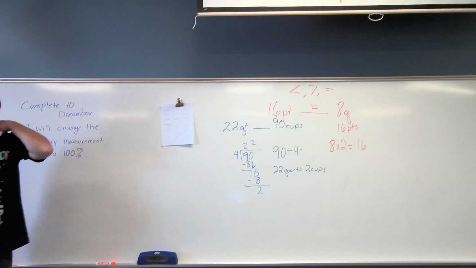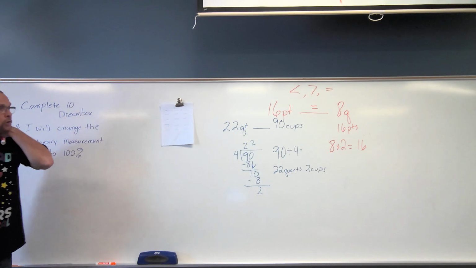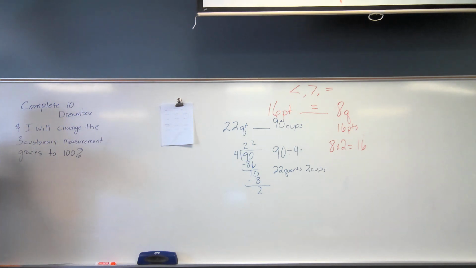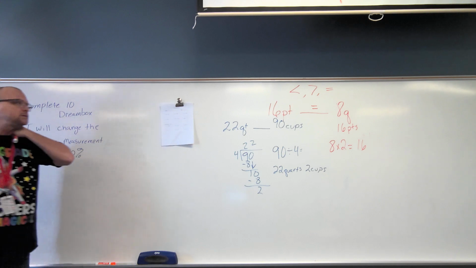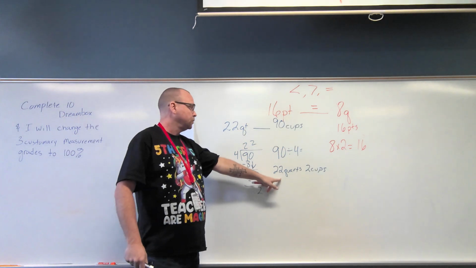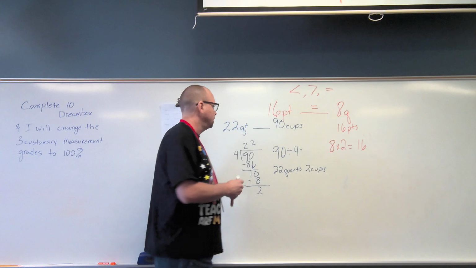So which is bigger, Jason? 22 quarts or 90 cups? 90 cups. Because 90 cups is equal to 22 quarts and 2 cups.